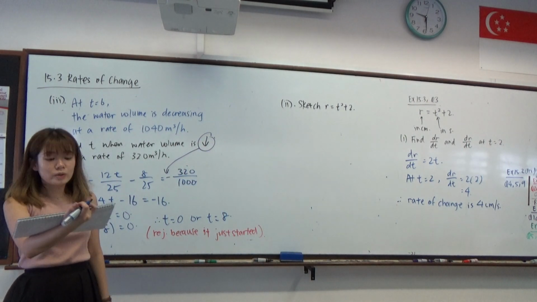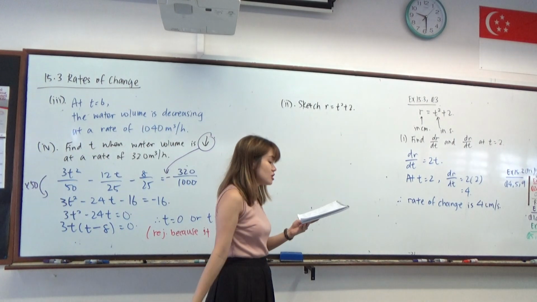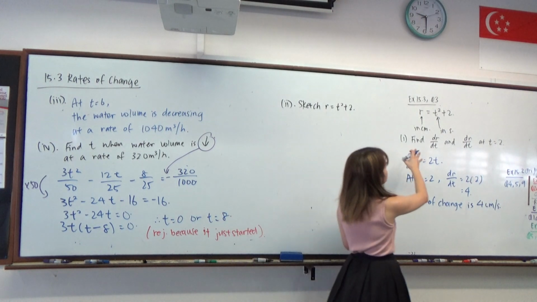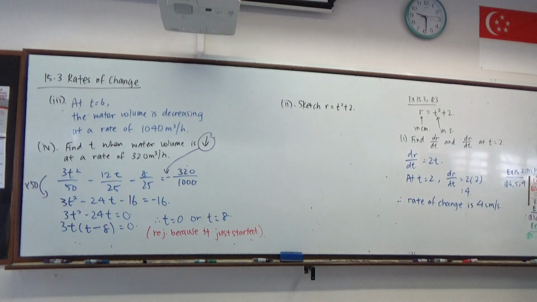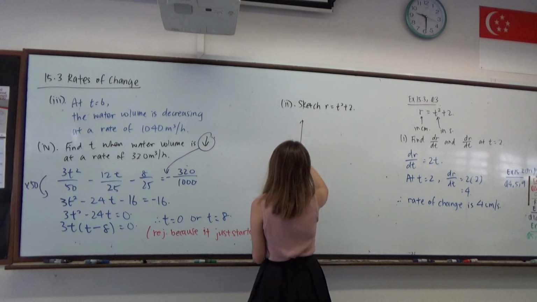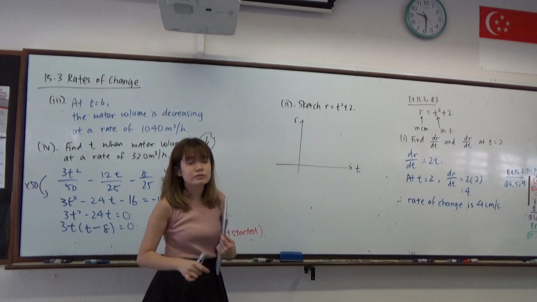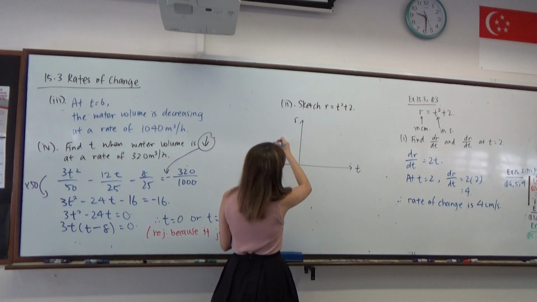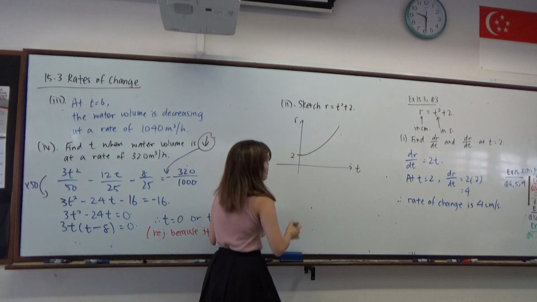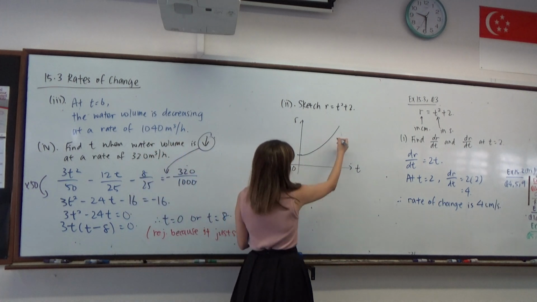Okay, so part 2 we want to sketch the graph of r equals t squared plus 2 and then explain the changes in r with respect to t. Taking the context into account, can t be negative? No, right? So your graph must be able to show that as well. r equals t squared plus 2 is a quadratic graph, so it is actually like that, if you're looking at positive values of t only.